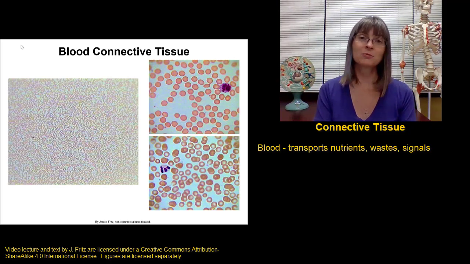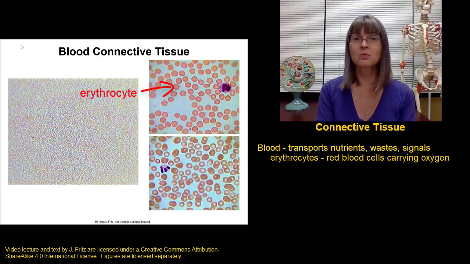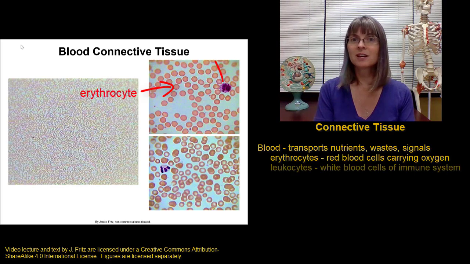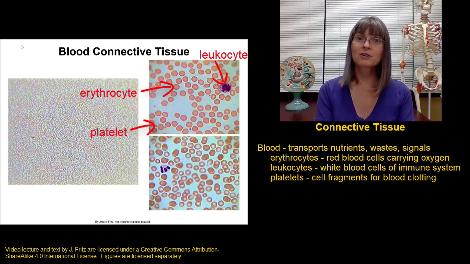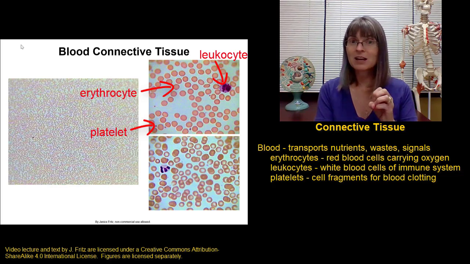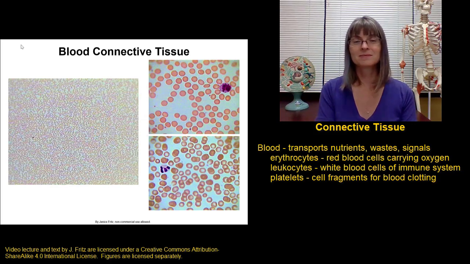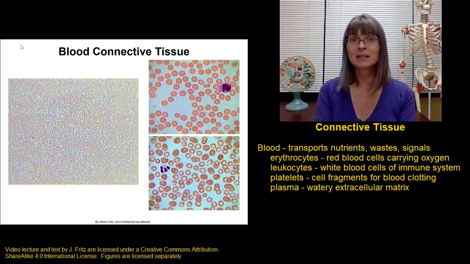The cells involved in blood include the erythrocytes, or red blood cells, that are important for carrying oxygen, the leukocytes, or white blood cells, that are an important part of the immune system, and the platelets, which are important for blood clotting. Platelets aren't technically cells, they're really just little fragments of bigger cells, but we do find platelets in the blood. The extracellular matrix of the blood doesn't contain the same sorts of fibers we find in other connective tissues, and the ground substance is very watery. We call it plasma.